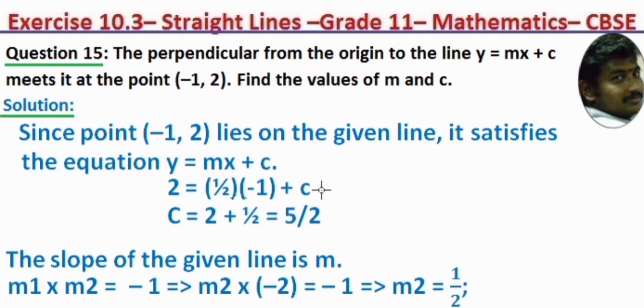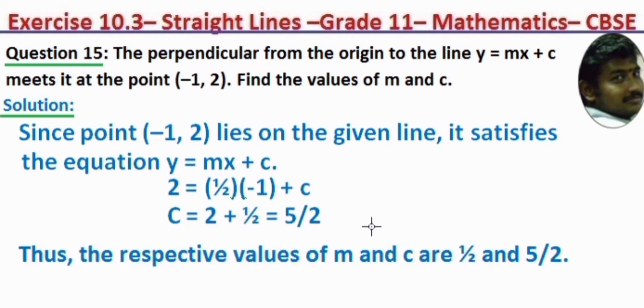When you simplify, what will the c value be? 2 is there. Half into negative 1 is negative half. Negative half, if you transpose to the left hand side, it will be plus half. So 2 plus 1 by 2, which is 5 by 2. Then easily we can say that the slope m is 1 by 2 and the y intercept c is 5 by 2. This is what was asked: find the values of m and c. Thus, the respective values of m and c are 1 by 2 and 5 by 2.